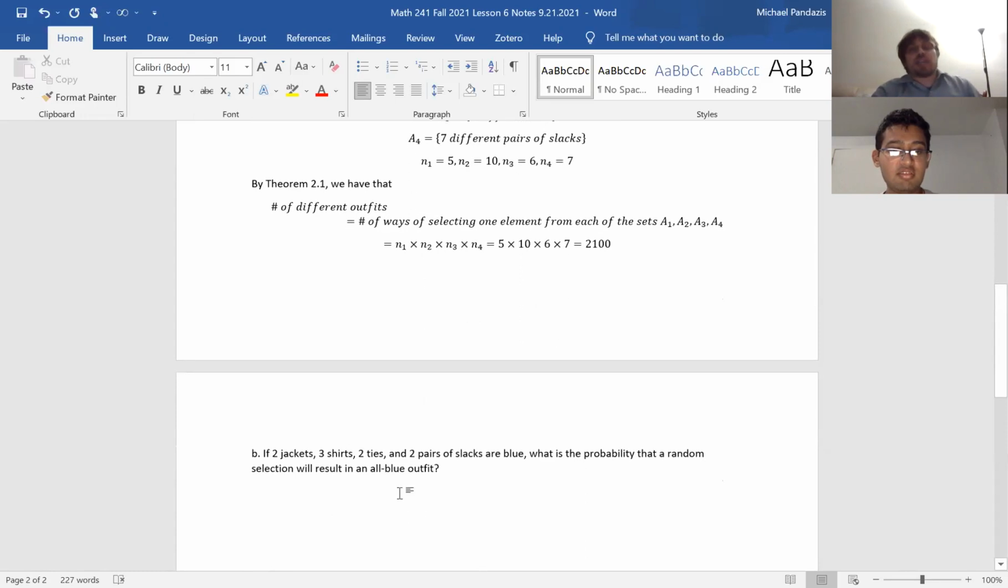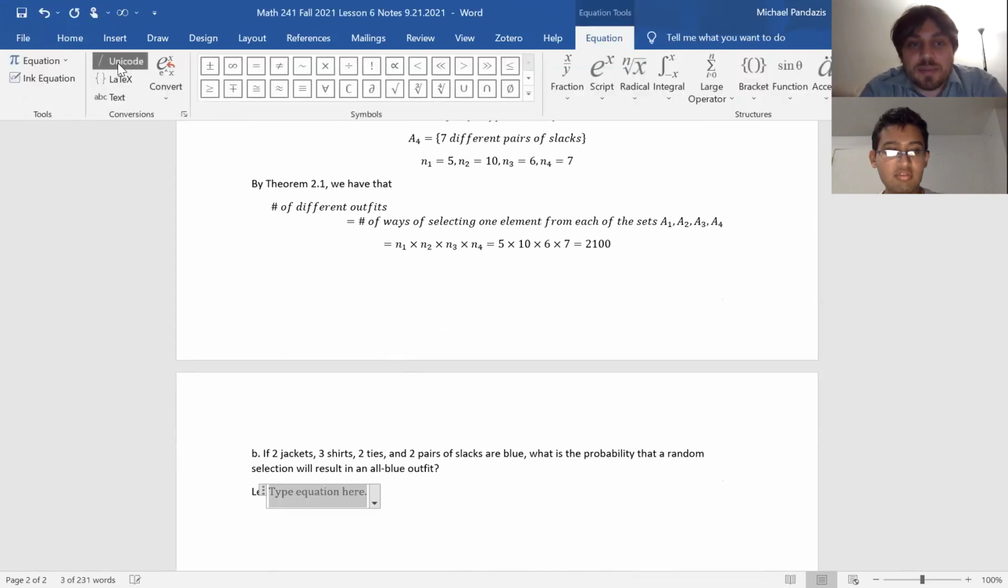Okay, so if 2 jackets, 3 shirts, 2 ties, and 2 pairs of slacks are blue, what is the probability that a random selection will result in an all blue outfit? Okay, so let's introduce some notation. So we're going to let B equal the event of an all blue outfit.